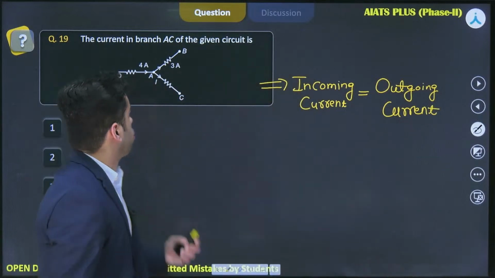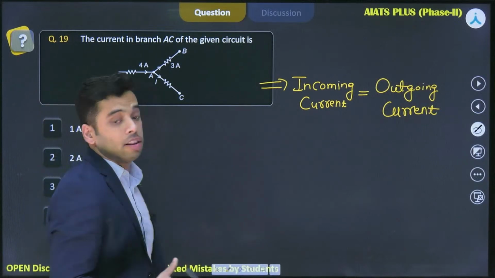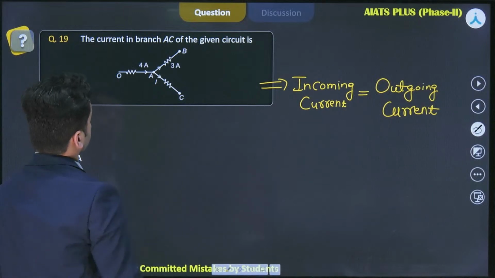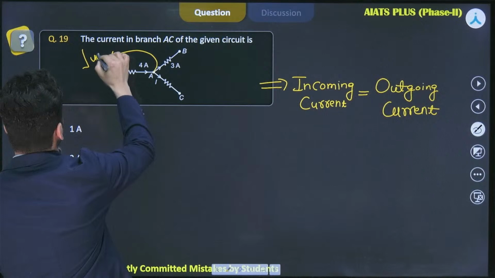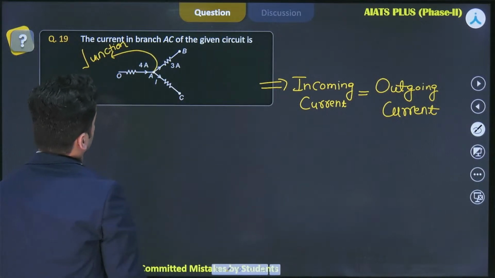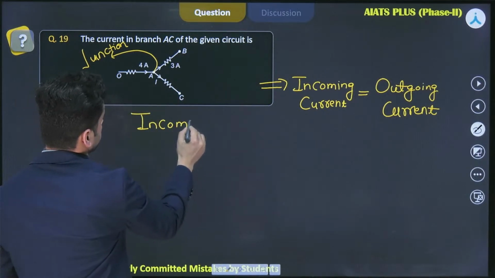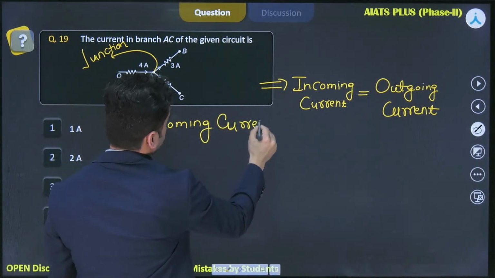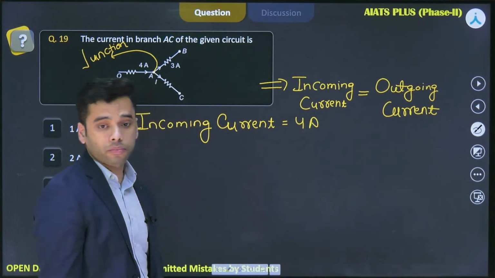Okay, so the current in branch AC of the given circuit is what you need to find. This is my point A. I'll take this as my junction. Right, this is my junction. What is the incoming current at the junction? It is equal to 4 ampere, right?